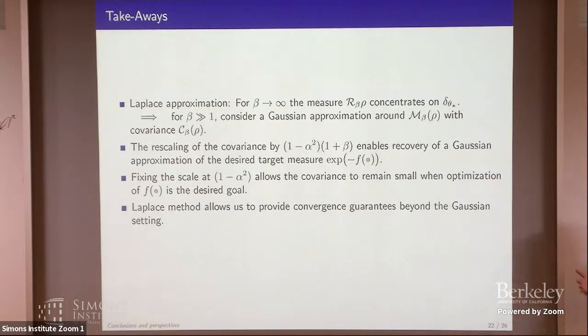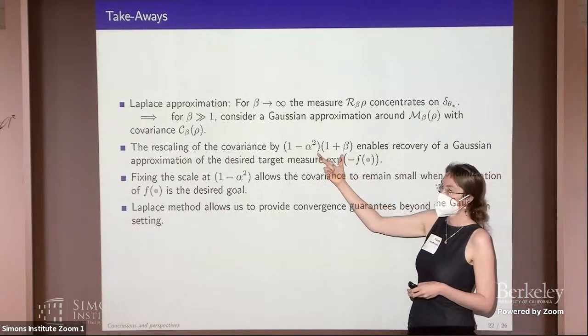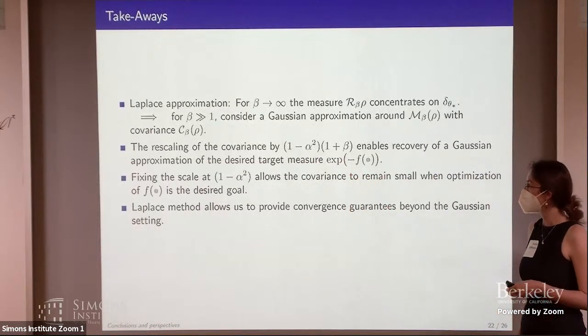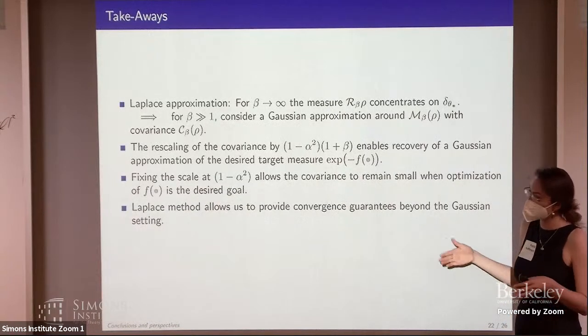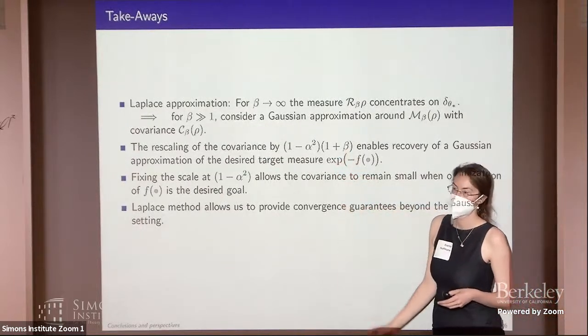And so just as a takeaway, the Laplace approximation, the key principle is that you reweight any measure by e to the minus beta f, and then this approximates the Dirac sitting at the minimum. If you rescale your covariance with the right factor, then this allows you to recover an approximation of the target e to the minus f. And then if you don't want to sample but to optimize, you leave out the factor 1 plus beta.